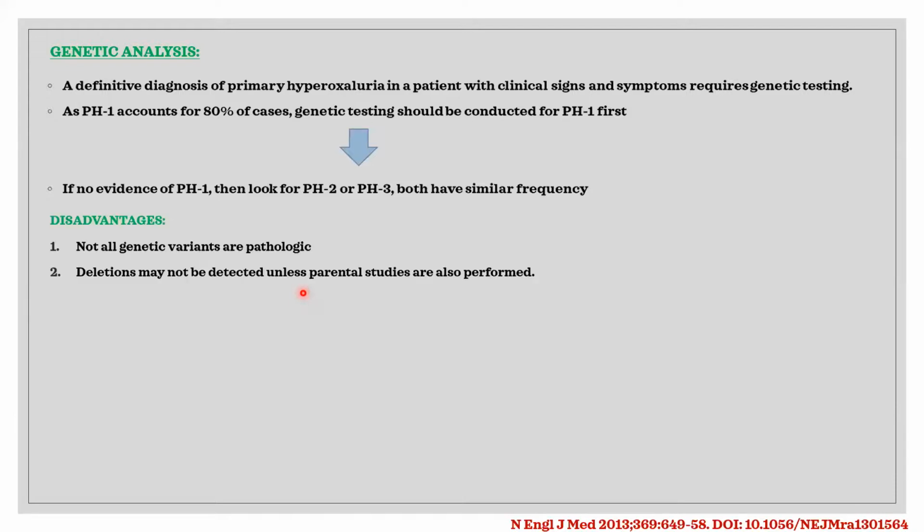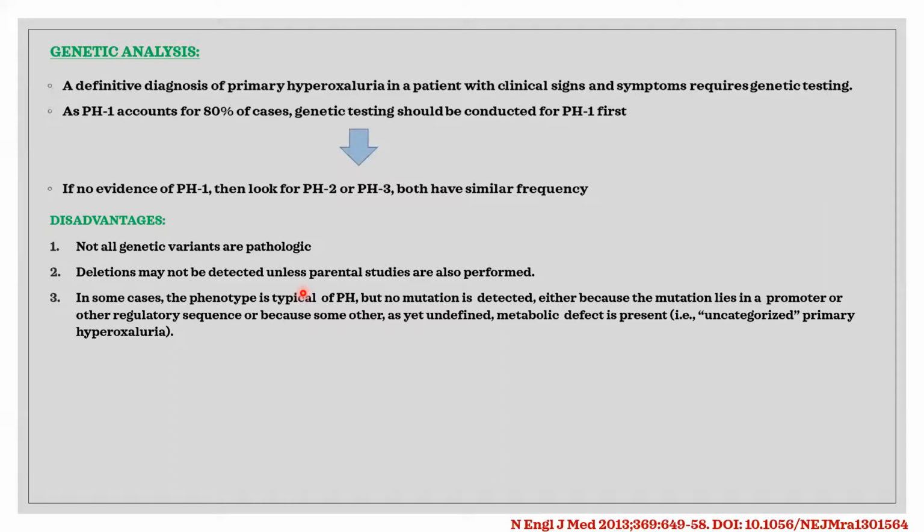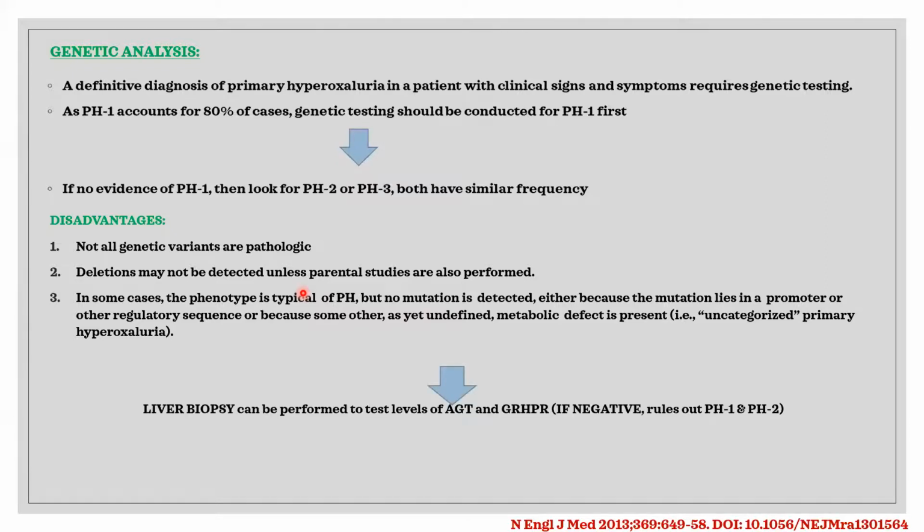The disadvantage with genetic testing is that not all genetic variants are pathologic. Deletions may not be detected unless parental studies are also performed. In some cases, the phenotype is typical of primary hyperoxaluria, but no mutation is detected because the mutation can lie in promoter or other regulatory sequences, or because some other yet undefined metabolic defect is present. So in these cases, we can go ahead with liver biopsy, and we can perform levels of alanine glyoxylate aminotransferase and glyoxylate reductase hydroxypyruvate reductase enzyme levels.